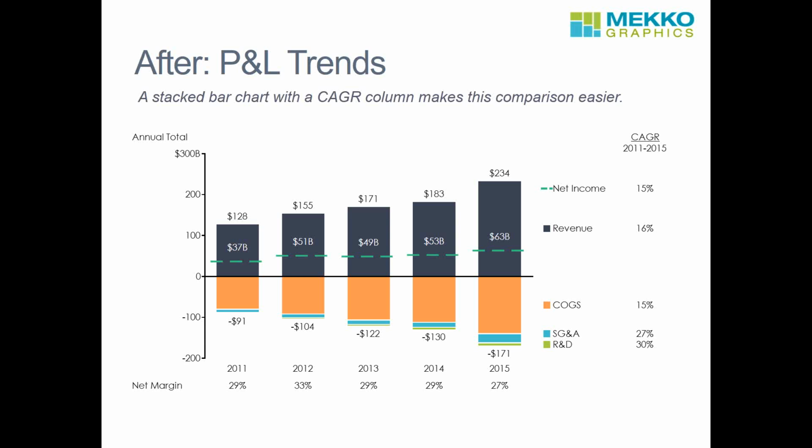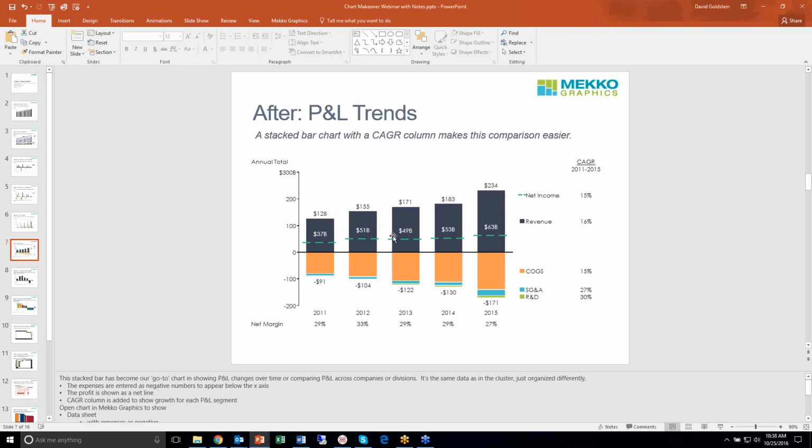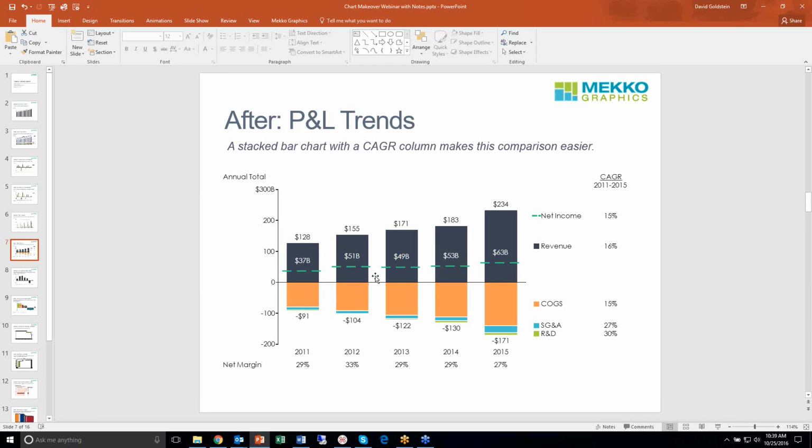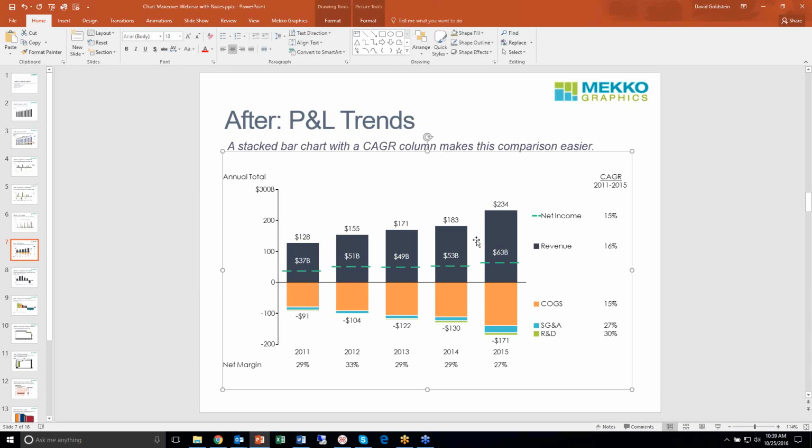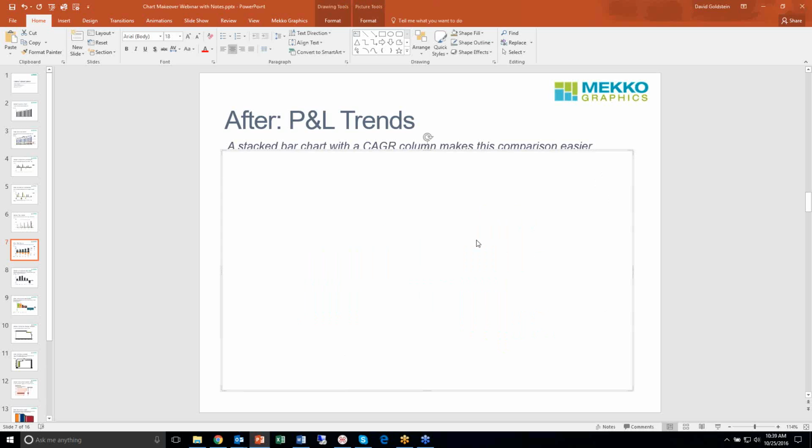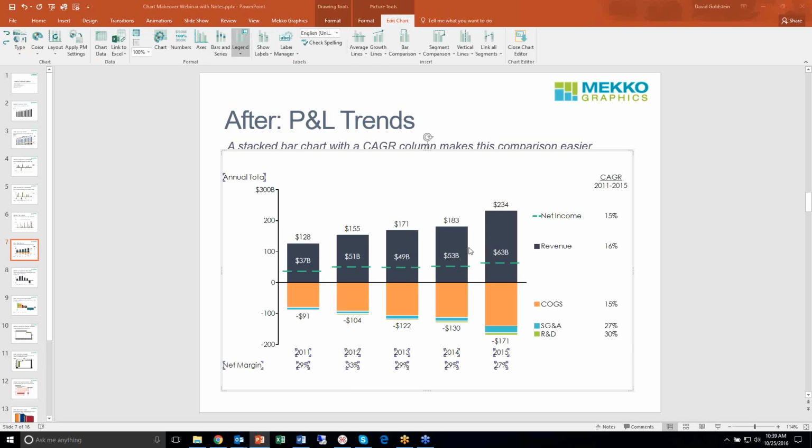So let me see if I can jump in, and hopefully you can see my screen now. I've gotten out of slideshow mode, hidden my notes, which you don't need to see, and I'm just going to double click on this chart to show you how I made this stacked bar. I'm running the latest release version of Mekko Graphics 7.5. So if your Mekko Graphics looks a little different, then you probably have an older version.